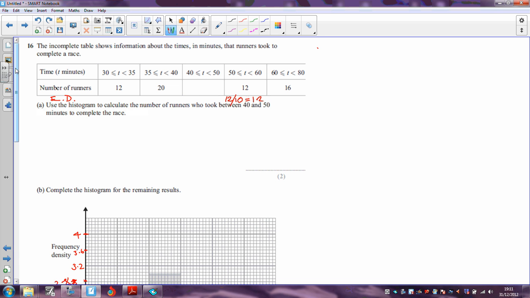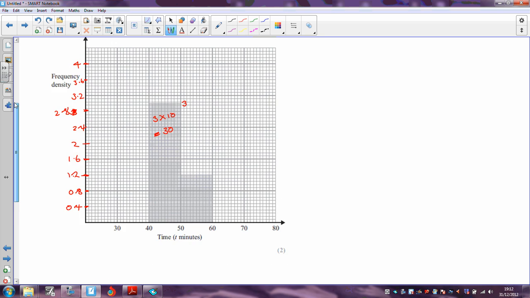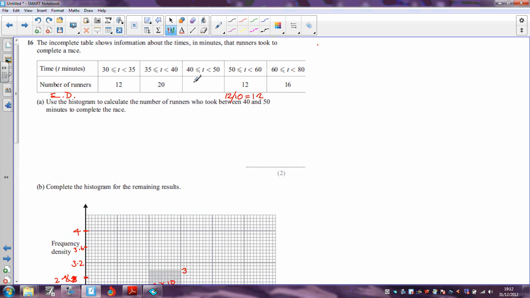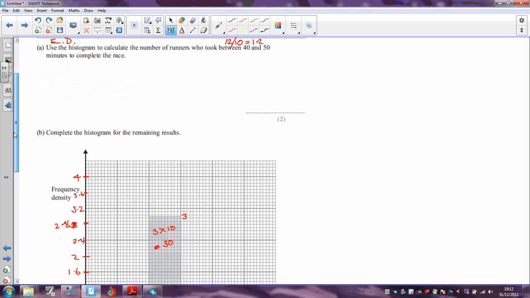For the 40 to 50 group, that's this one here, the height is exactly halfway between 2.8 and 3.2, so the height there must be exactly 3, and the width is 10, so the area of this rectangle is 3 times 10, which is 30. And remember, for a histogram it is the area which tells you the frequency. In other words, the frequency here for the 40 to 50 group must be 30. So there were 30 runners who had a time between 40 and 50 minutes.